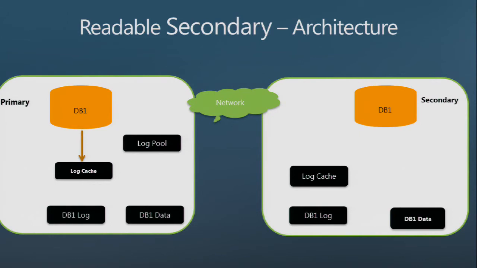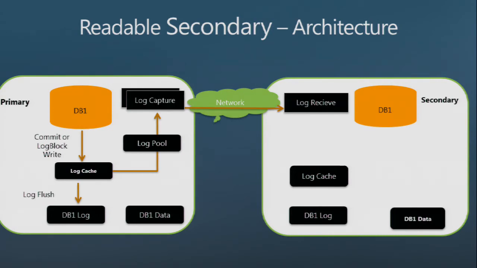So the primary workload is generating transaction log records on the left side, and it is filling the log cache with those log records. Now when the log cache becomes full, or the primary workload issues a commit operation, at that time the transaction log records from the log buffer are flushed to the log disk to make them persistent. Since we are running in an Always On configuration, we have a second component, which is the log pool. When the log cache is being flushed to the log disk on the primary node, those log records also get copied to the log pool.